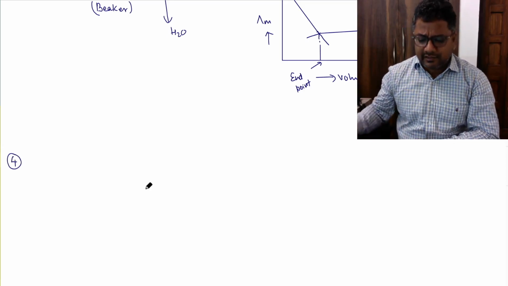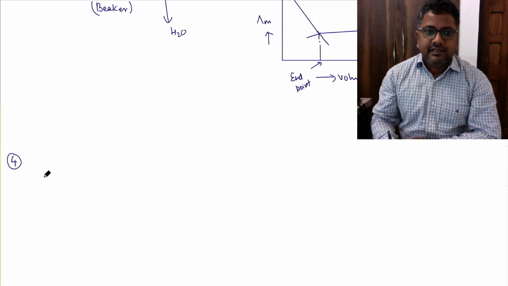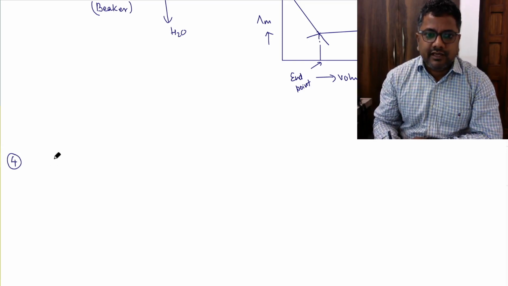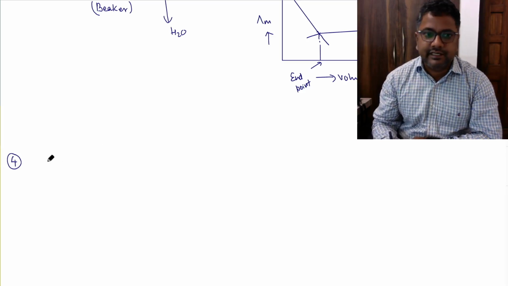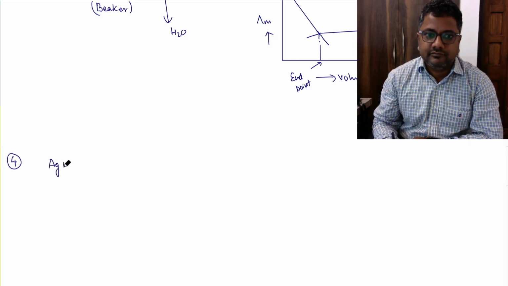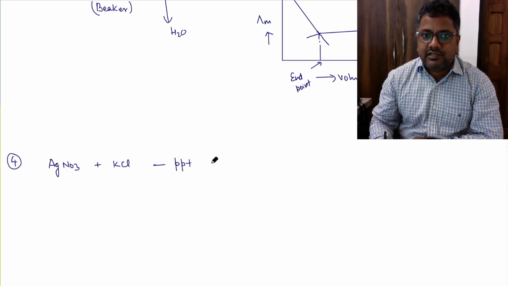Now one more graph, and after that all of you should do it yourself, analyze yourself, and if you have difficulty, then we will discuss. Now, see, suppose we have KCl and AgNO3 and KCl. See, this is a precipitation reaction. Precipitation titration.